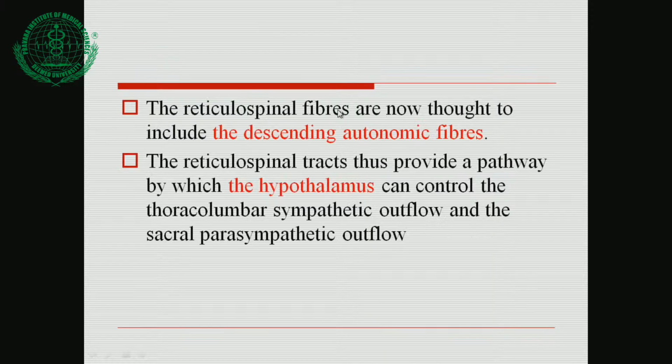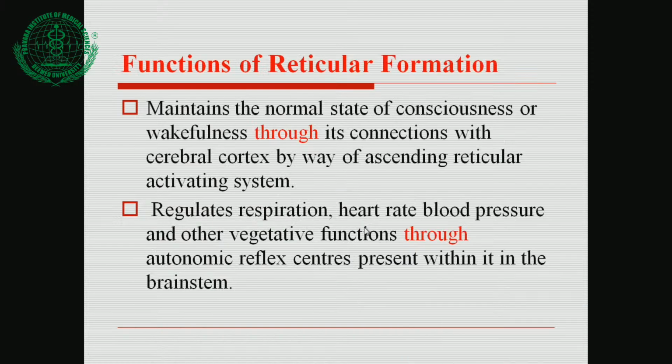The reticulospinal fibers are now thought to include the descending autonomic fibers. These are nothing but the descending autonomic fibers. The reticulospinal tract thus provides a pathway by which the hypothalamus can control the thoracolumbar sympathetic outflow and the sacral parasympathetic outflow.